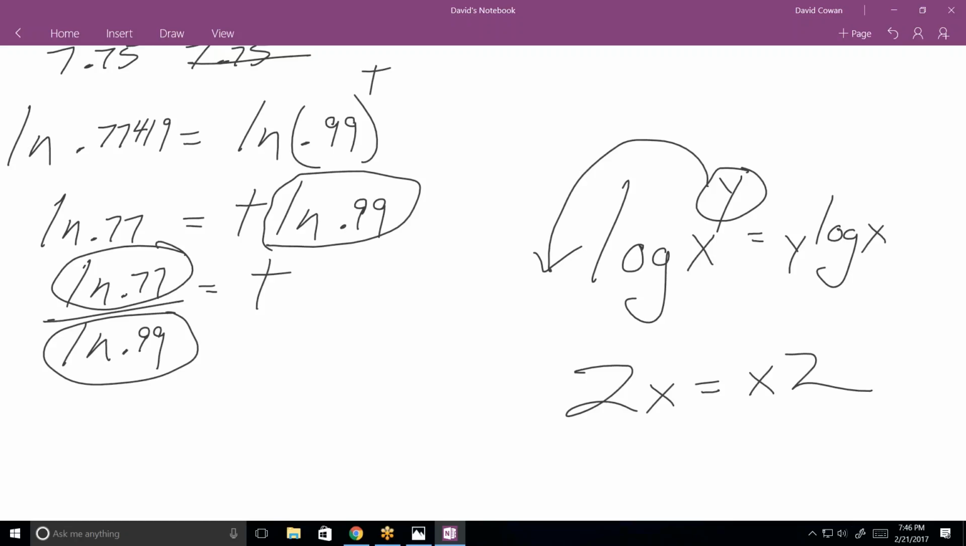I got another negative. Hold on. All right. Do the natural log of 0.77. Give me the answer. Negative 0.26. And that's correct. And now do the natural log of 0.99. What do you get? You get negative 0.01. Now divide those two things, and that's how many weeks it's going to take.